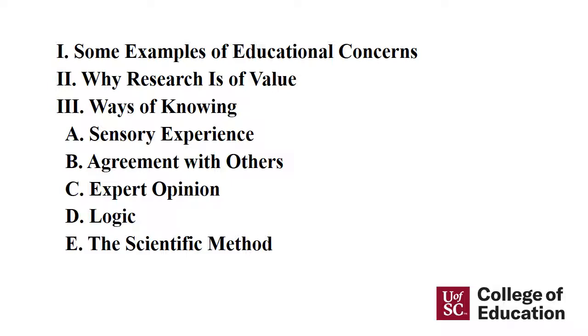E. The scientific method. The scientific method involves answering questions through systematic and public data collection and analysis. The general order of the scientific method is as follows: identifying a problem or question, clarifying the problem, determining the information needed and how to obtain it, organizing the information, interpreting the results.